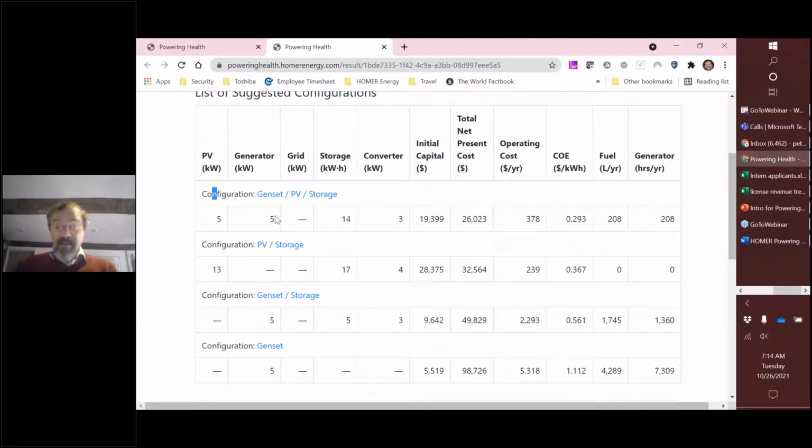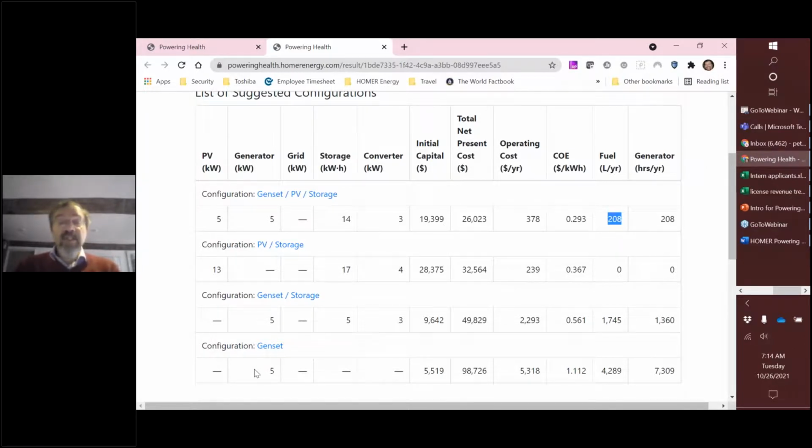Interestingly, for this small system, you can avoid the backup generator, but you're going to need to almost triple the size of the PV array and have a larger storage. The operating costs go down a little bit, but the capital costs go down quite a bit. So that generator, even though you're only using it 208 hours a year, and by coincidence, that's the same number of liters per year, that's just a coincidence. You're not using it very much at all, but it's saving you something like $9,000 in capital costs.